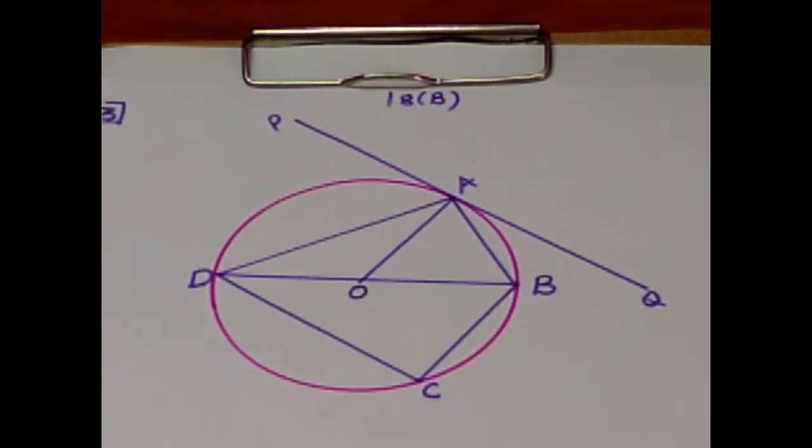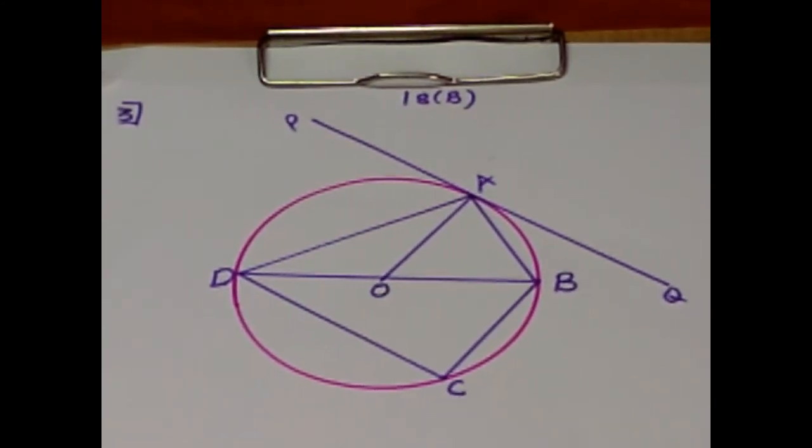Exercise 18b, question number 3. In this exercise, a few problems have been excluded, as theorem number 12 and theorem number 14 are excluded from the syllabus. We are going to solve only the problems related to theorem number 13 and so on. So kindly note down the question numbers properly.